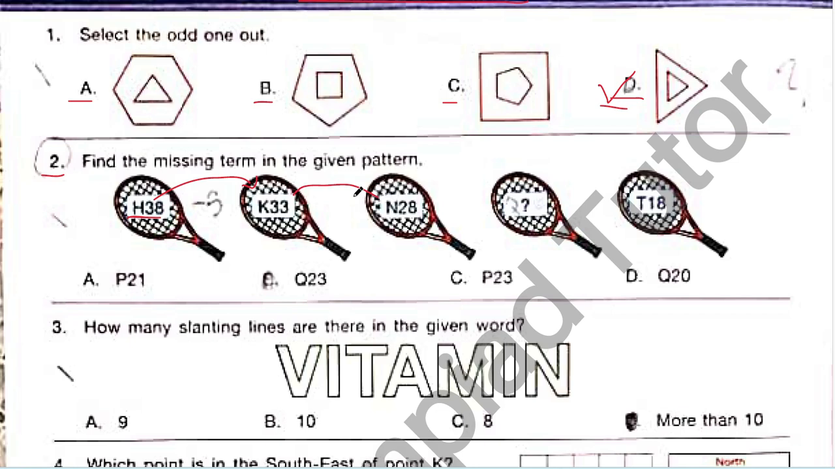Similarly, from K to N, we are checking only the alphabet part here. From K to N, L is skipped, M is skipped, and we are writing N here. So similarly, after N, we'll skip O and P. These two alphabets we'll be skipping, and we'll be writing Q here. Now we'll check the numeral part here. It's 38, then 33, then 28. So that is minus 5, minus 5, minus 5. So 28 minus 5 will give us 23. So it should be Q23, which is option B here.